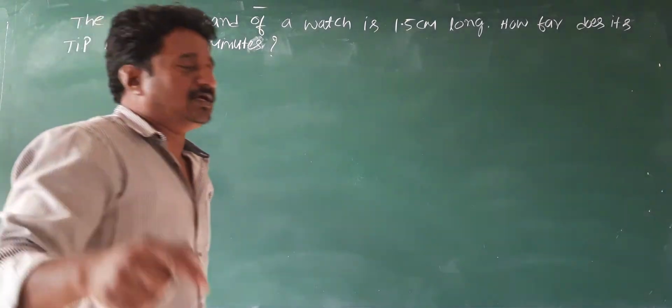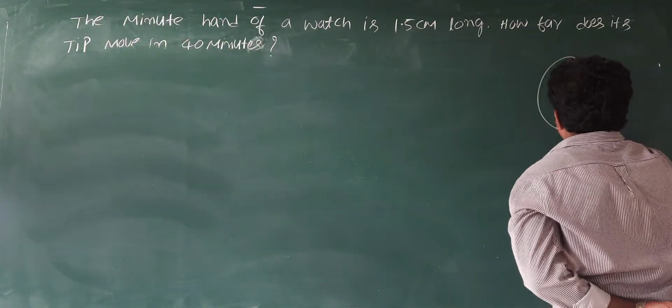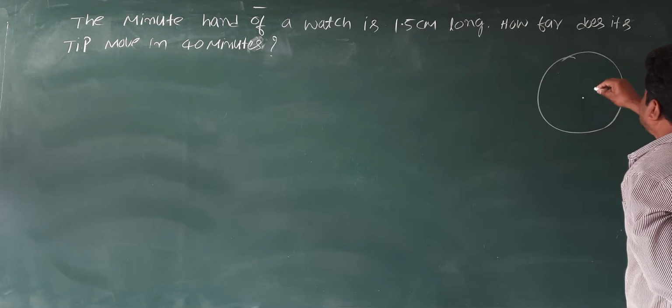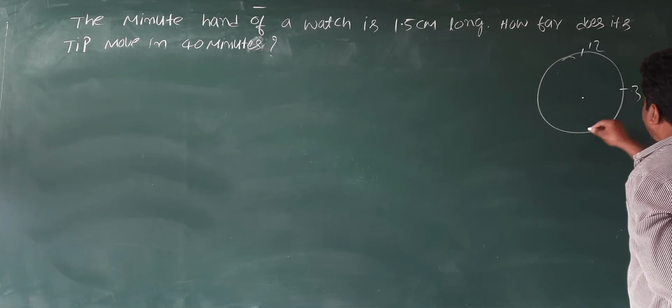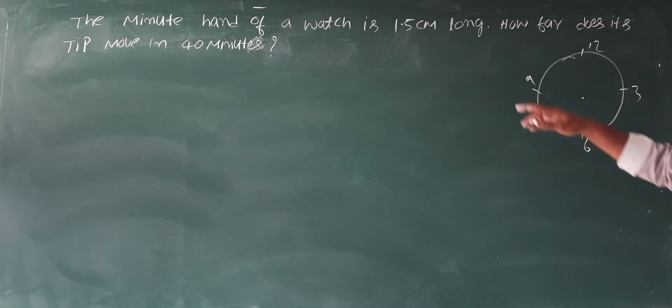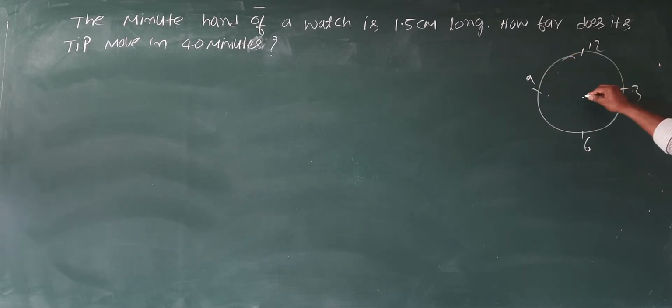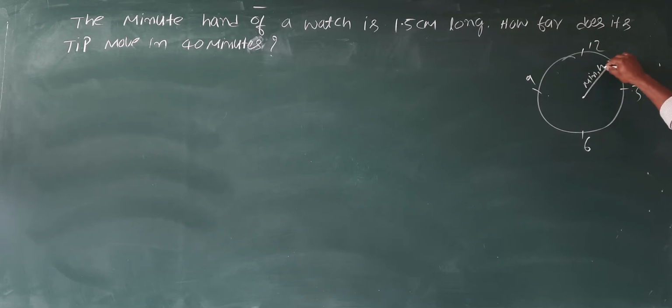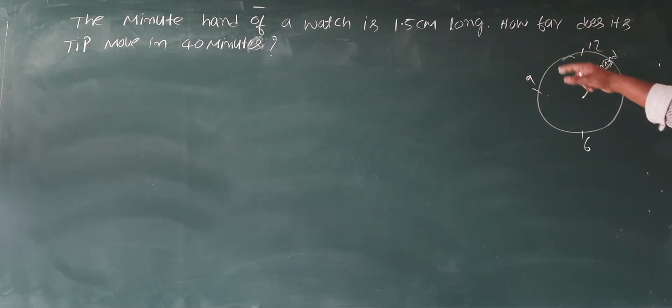You have all seen the clock very well. So this is a clock: 12, 3, 6, 9. The minute hand of a watch is right. You take the minute hand. The length of the minute hand is given. The length of the minute hand means radius is given.